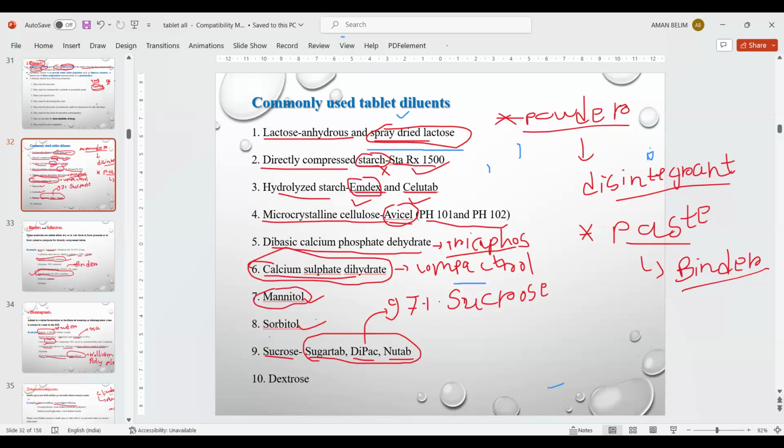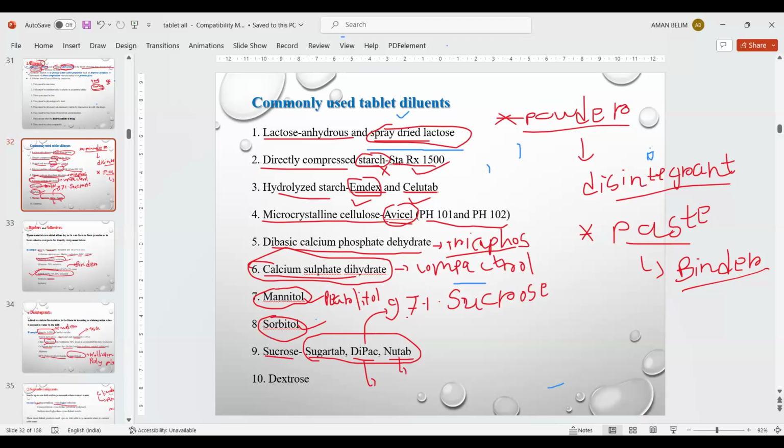What is the brand name of mannitol? It is Pearlitol, okay? Then sorbitol and sucrose. Sucrose is available under the brand names Di-Pac and Nu-Tab, okay?